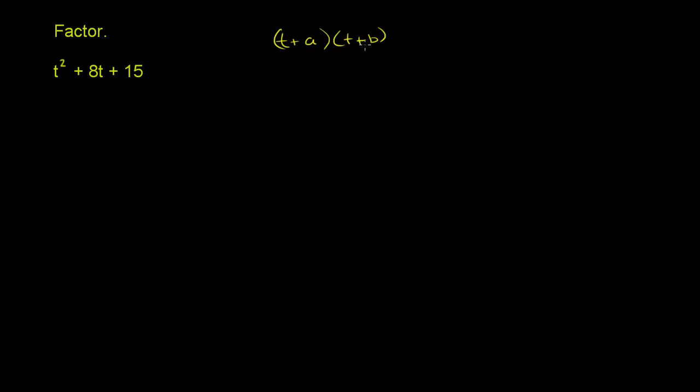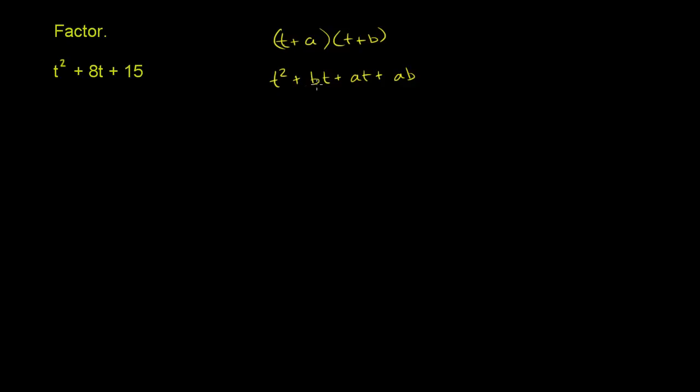So if you multiply this out, applying the distributive property twice, or using FOIL, you get t times t, which is t squared, plus t times b, which is bt, plus a times t, which is at, plus a times b, which is ab. We essentially multiplied every term here by every term over there.